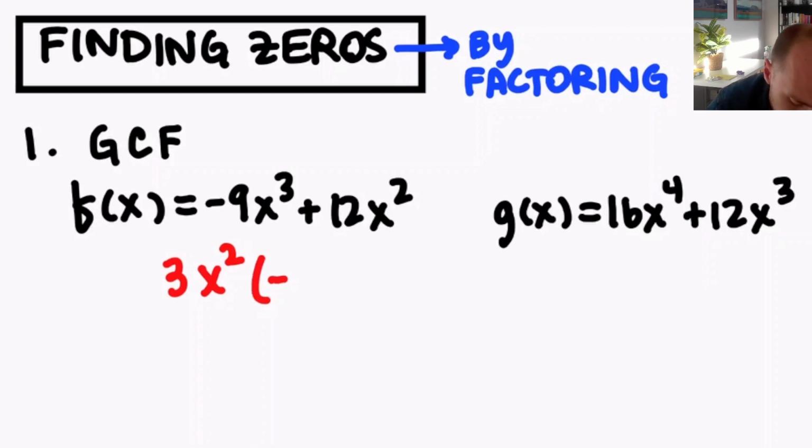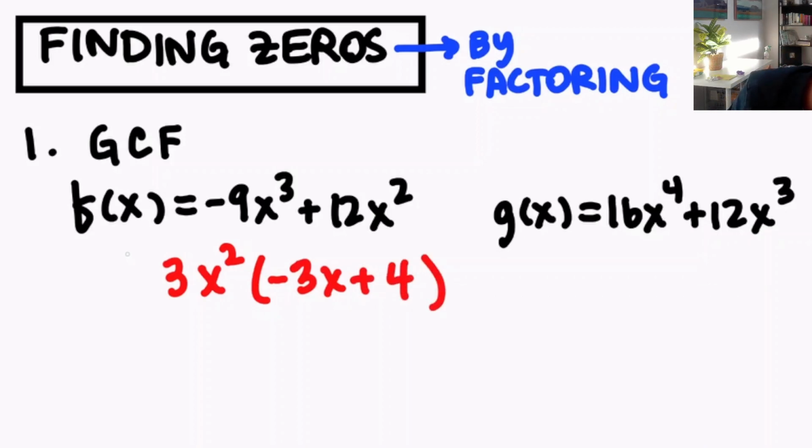And so I think to myself, what would I multiply 3x squared by to get negative 9x to the 3? Well, definitely a negative to get that negative in there. 3 times negative 3 is negative 9, and then I would need one more x to make a total of 3 x's. And then I think, what do I multiply 3x squared by to get 12x squared, and that would be positive 4.